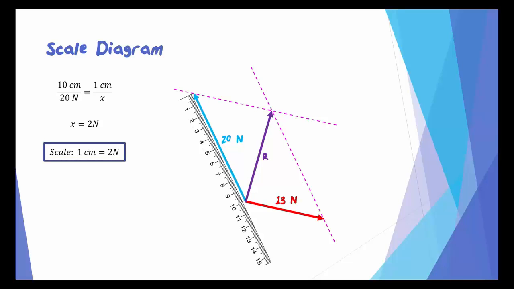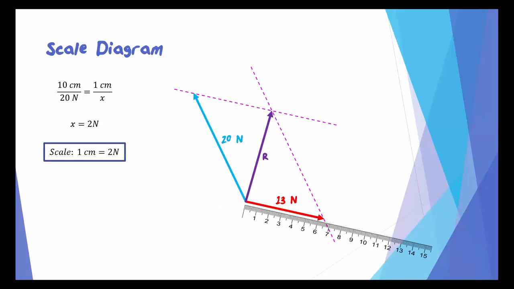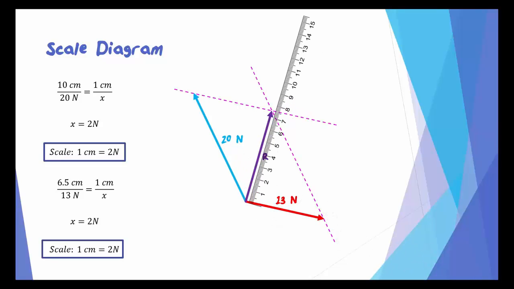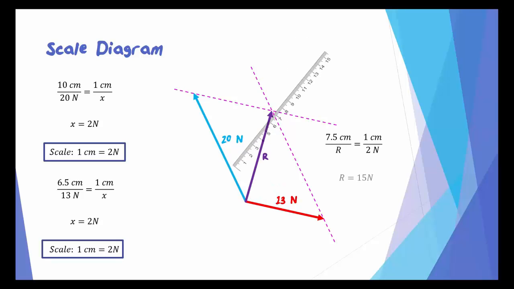Let's confirm that by looking at the 13 Newton force. The 13 Newton force is 6.5 centimeters long, and setting up a similar proportion, we once again find that the scale is 1 centimeter equals 2 newtons. Excellent. Now we can measure the length of the resultant and use that scale to determine its magnitude. It looks like that resultant is about 7.5 centimeters long. So if we set up a similar proportion, we'll find that the resultant is 15 newtons.